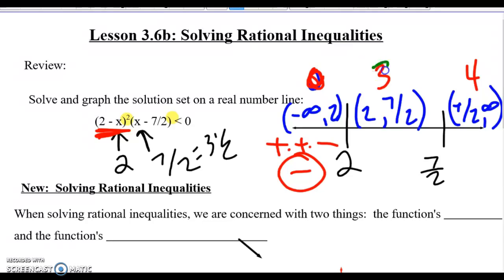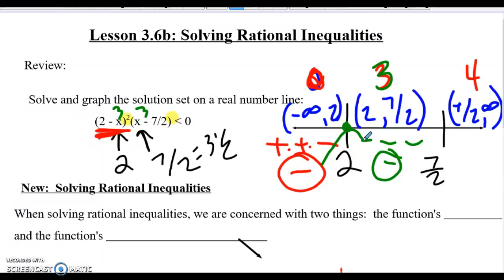Now I'm going to try this 3. Plug 3 in over here. So 2 minus 3, that's a negative. 2 minus 3, again negative. 3 minus 7/2, 7/2 is 3.5, so negative again. Negative times negative equals a negative. Now you might say, hey, wait a second, why did that happen? Well, maybe you know that there's a bounce right here. My graph is kind of going like that and bouncing down because the 2 is squared. Even powers make for a bounce on the graph.